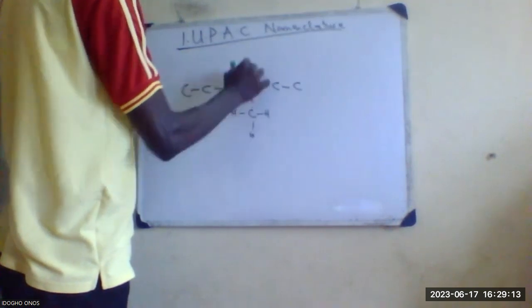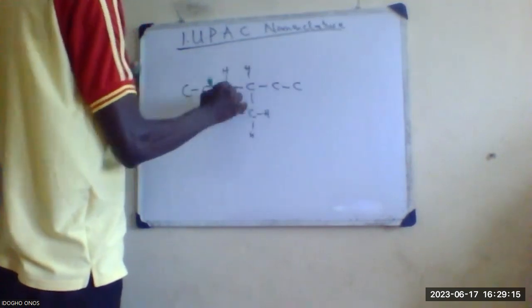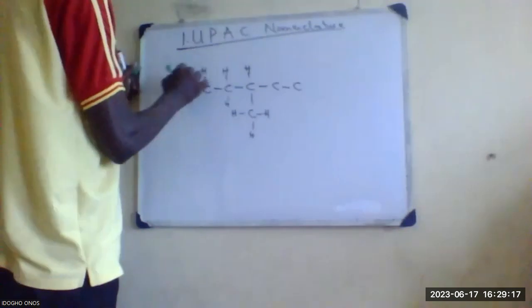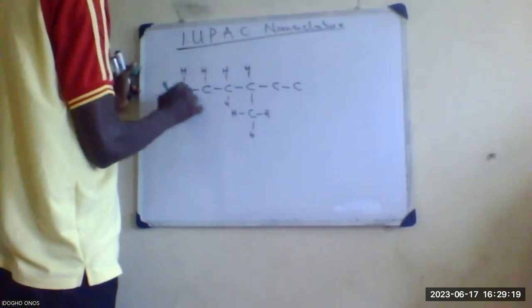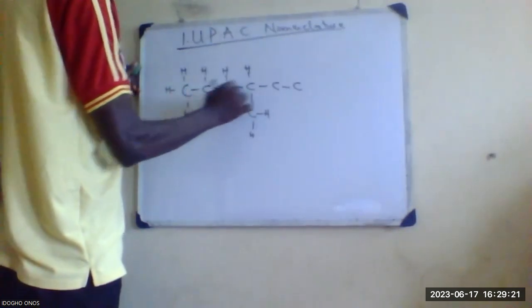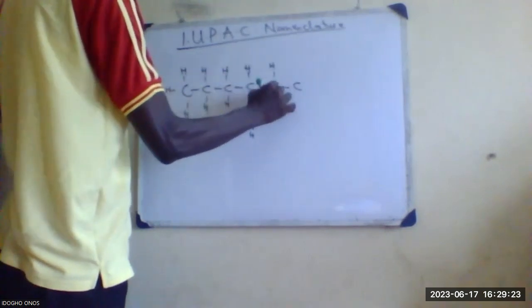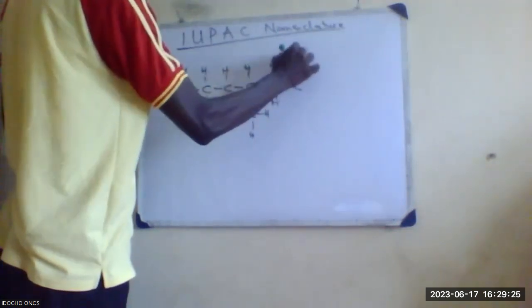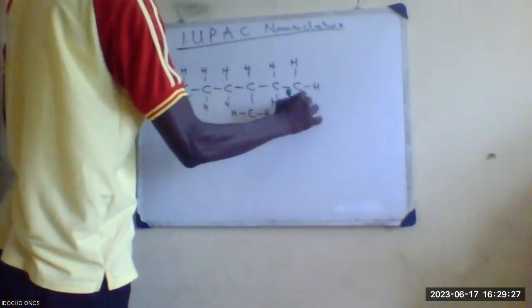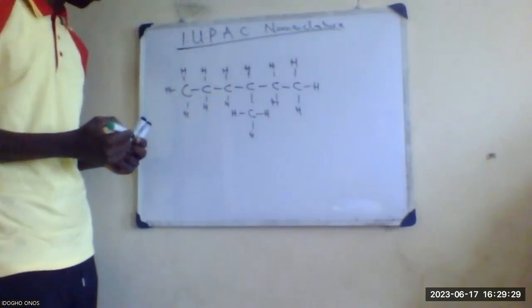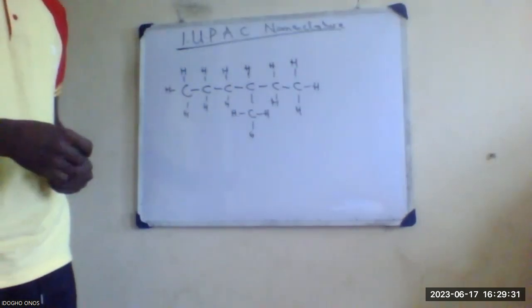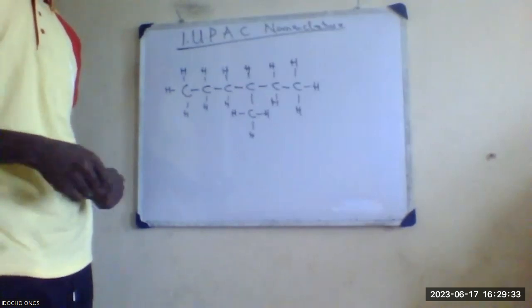Are you done? Yes. Okay. Now let me draw something on the board so that I'll use it to explain that thing I just said. Are you seeing the board? Yes, I can see. Okay, so can you tell me how many carbon atoms you can see?